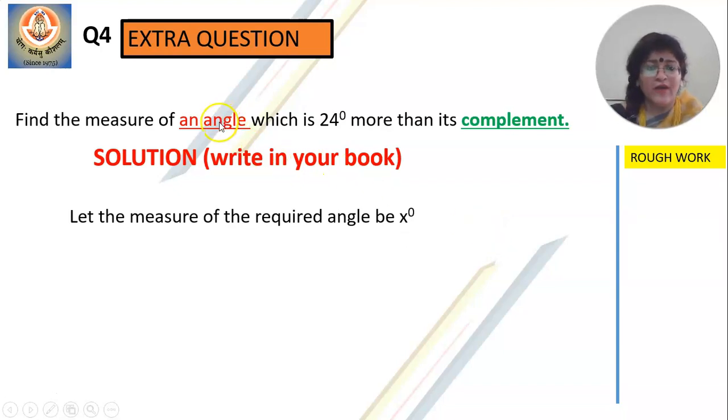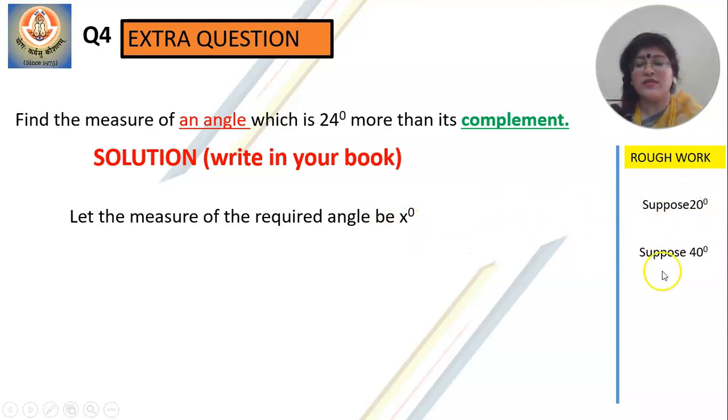Now, you have to find the complement of x. So, the complement of x will be 90 minus x. Why would it be 90 minus x? Look at the rough work. Suppose I say that the required angle is 20. What will be its complement? 90 minus 20. Suppose the required angle is 40. What will be its complement? The complement of 40 degree is 90 minus 40. So whatever you take here, its complement will be 90 minus that angle.